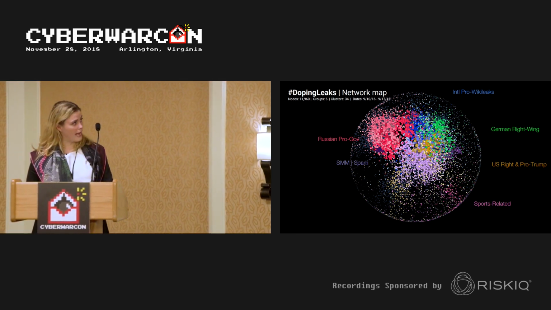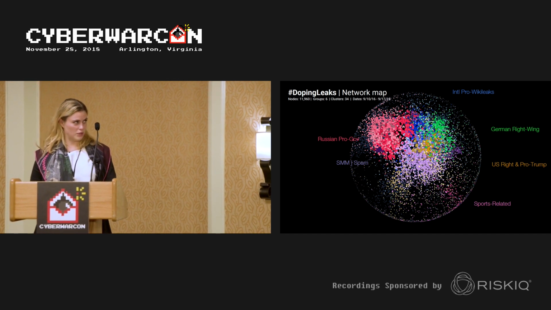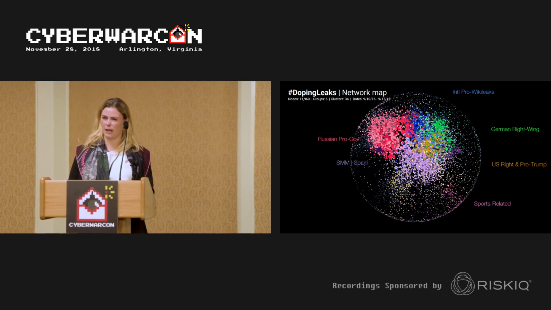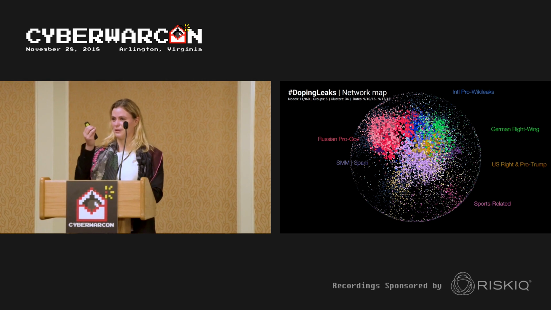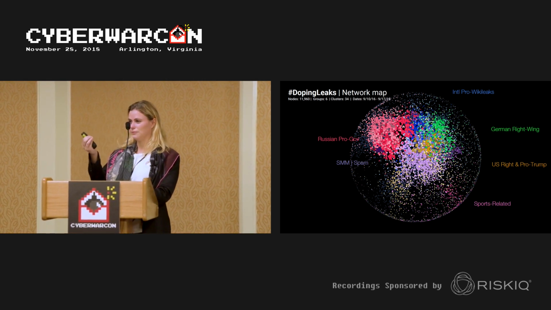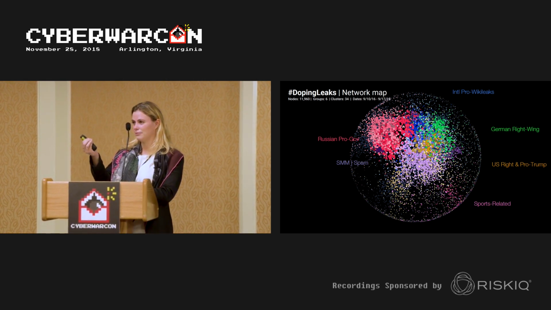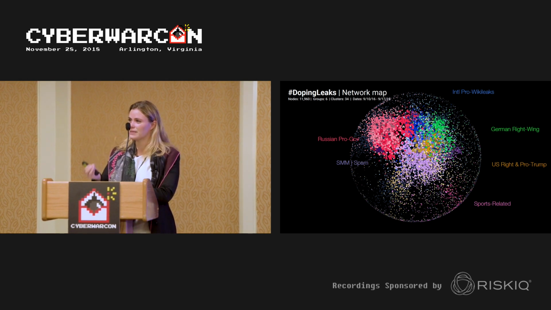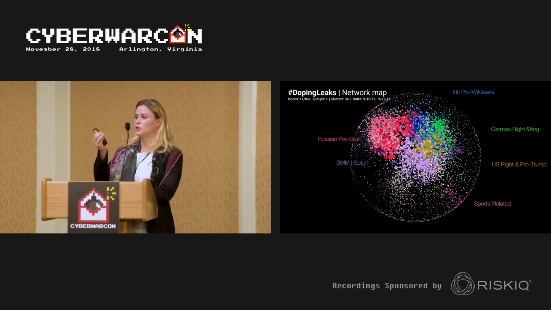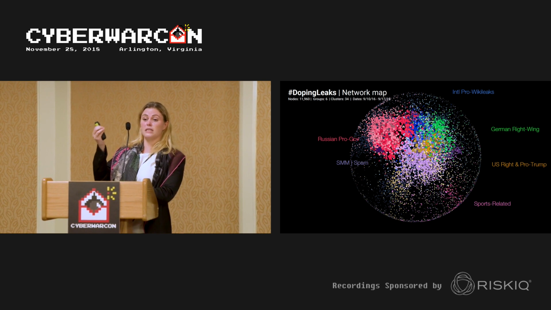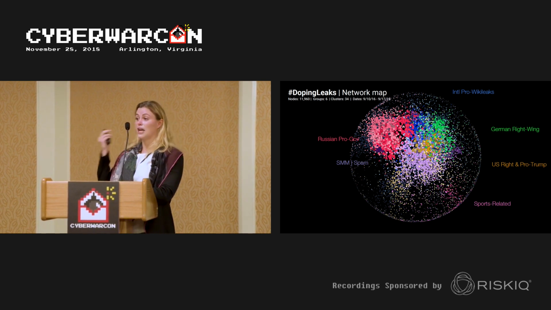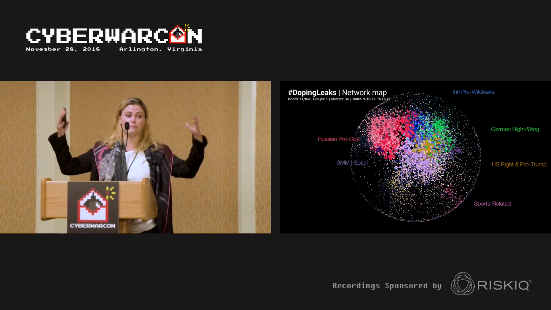From the network pattern, remember that network map? There was something in the middle. It was purple, and it was right in the middle of the map. And it was weird because it was a spam cluster. It was called SMM, Social Media Marketing and Spam. And I tell you something, I look at a lot of network maps, and spam clusters are not supposed to be in the middle of the map.